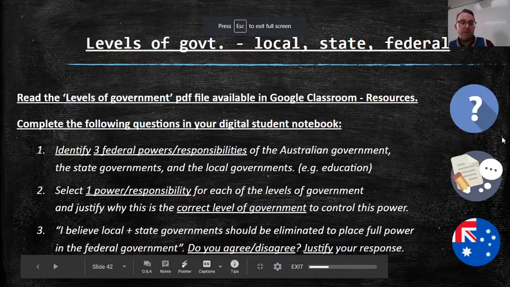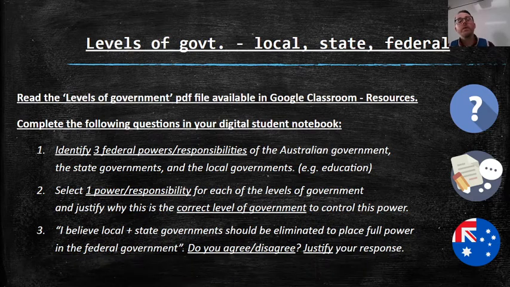Question 1, you need to come up with 3 federal powers, 3 state powers, and 3 local powers and responsibilities of the governments. So basically 3 per level. So for state government, you could write education. For local government, you could write parking. So you want 3 of those. You don't need to explain them. You just need to identify them. So quite literally just the word.